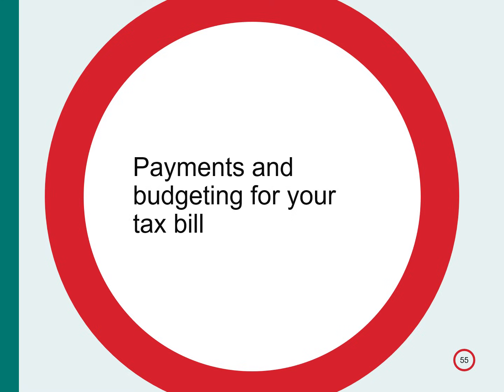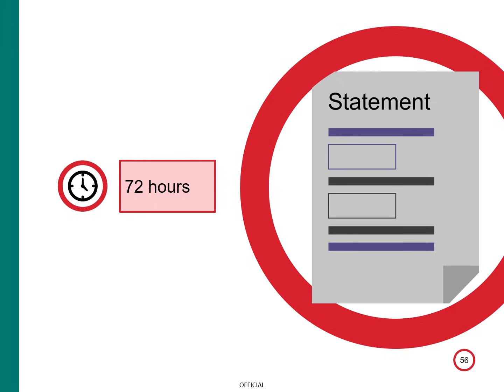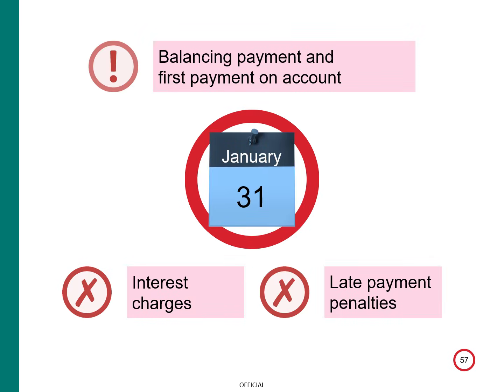We'll move on to payments and budgeting for your self-assessment bill. Once you send your online tax return, it can take up to 72 hours for your records and statement to show your final tax bill and the amounts to pay. Your balancing payment and first payment on account, if due, must be paid by the 31st of January 2026 to avoid interest charges and any late payment penalties.